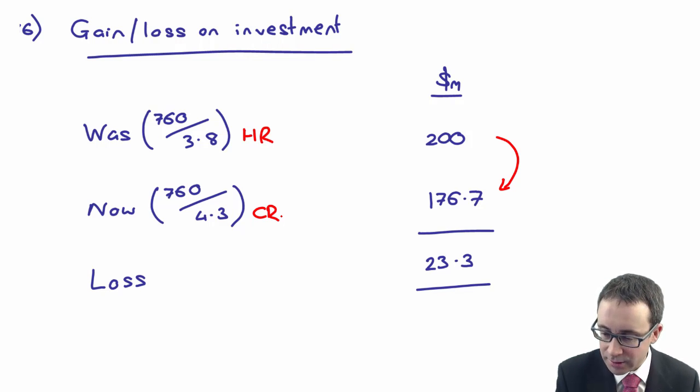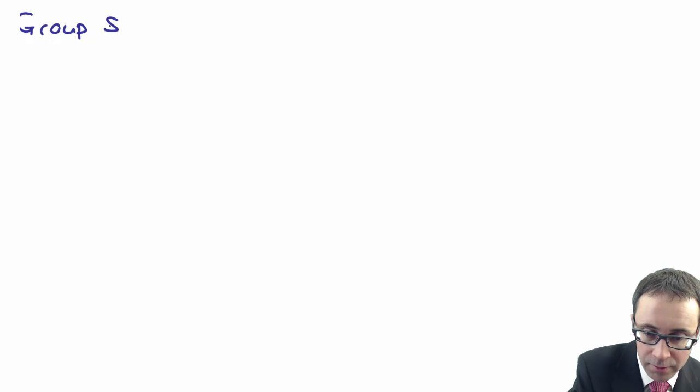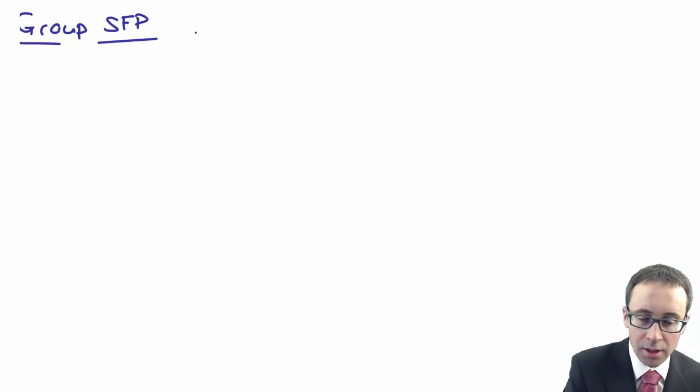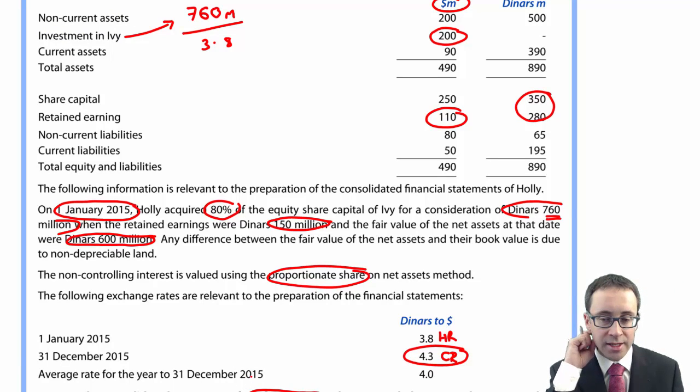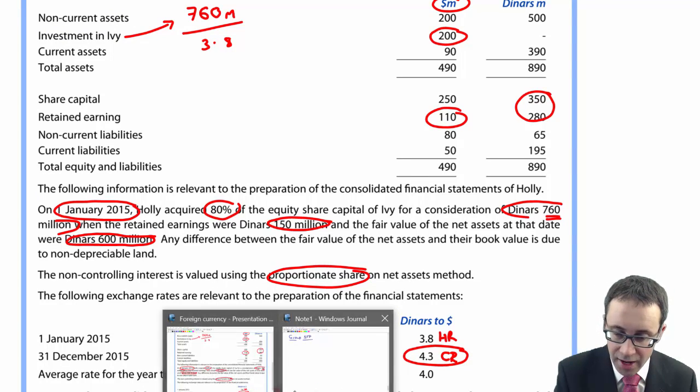Okay, excellent. What we can do now is we're in a good position to go through and look at the group statement of financial position. So what have we got? Let's look at the top half, which is the non-current assets. So you've got 200 and 500.